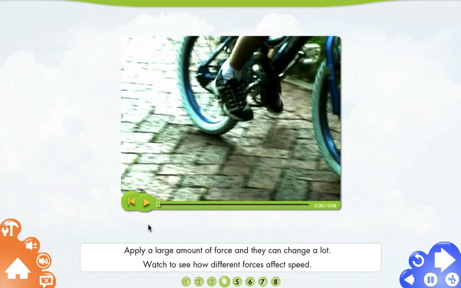Watch to see how different forces affect speed. As the boy applies more force, the bicycle goes faster. Click play to start the video.